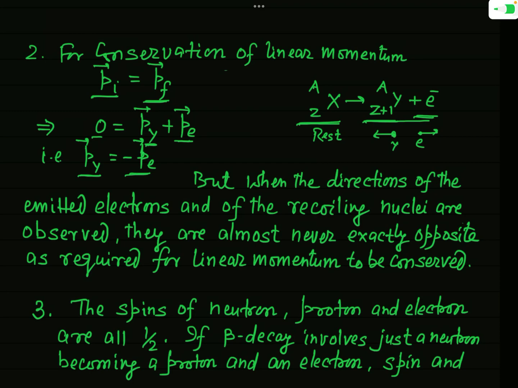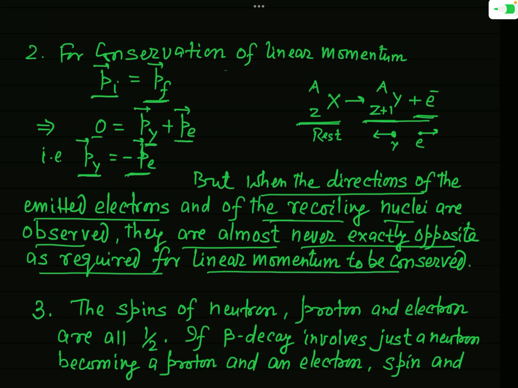But what actually happens? What do you see in the observation? In fact, in observation, it is seen that this Py is not exactly in the opposite direction of Pe. This is our experimental observation, so I have mentioned it here. When the directions of the emitted electrons and of the recoiling nuclei are observed, they are almost never exactly opposite, as required for the linear momentum to be conserved. So the experimental observation is against this. In experiment, it is seen that Py and Pe are not in exactly opposite directions.